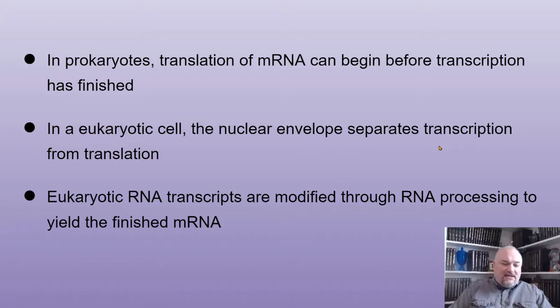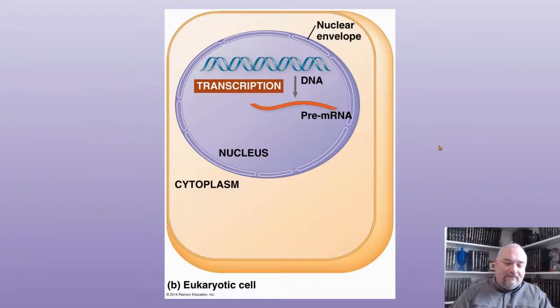And another interesting thing, in prokaryotes, the mRNA that's made from the DNA is it. In eukaryotes, though, the RNA transcripts, the things we make from the DNA, aren't the final mRNA yet. They have to be modified through RNA processing before they get to the final stage that can then be translated at the ribosome. And we'll look at that a little more closely in a little bit.